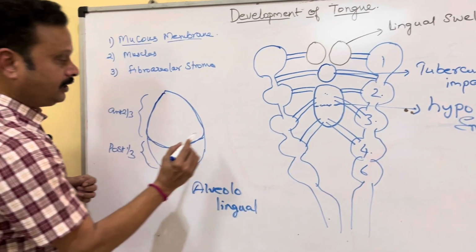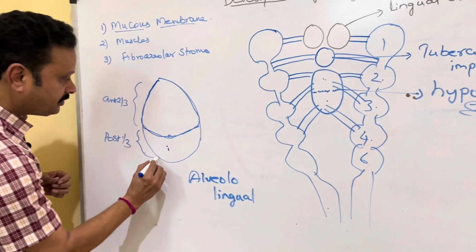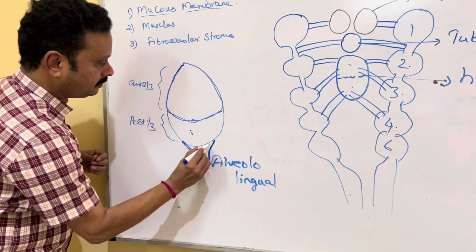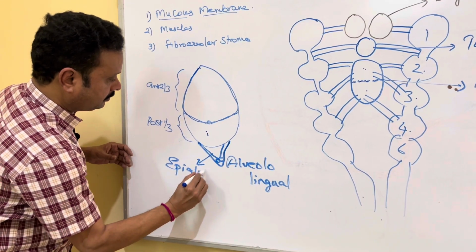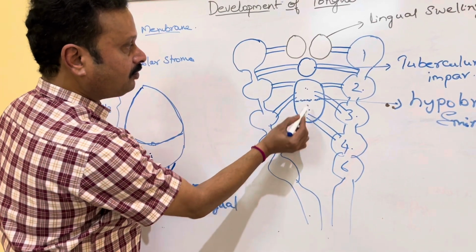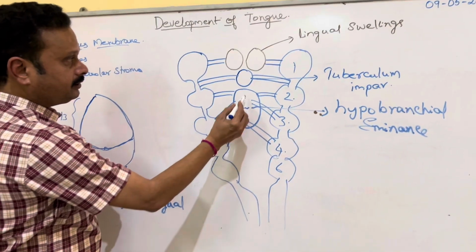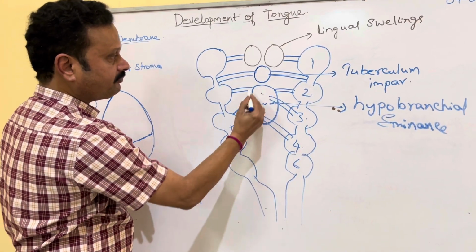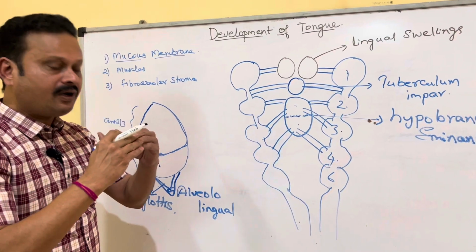Is it clear? And similarly, the posterior part of this hypobranchial eminence will give rise to the epiglottis. Here you find the epiglottis. So the epiglottis is developed from the posterior half of the hypobranchial eminence. But now the fusion of the lingual swellings, tuberculum impar, and the hypobranchial eminence over it happens.